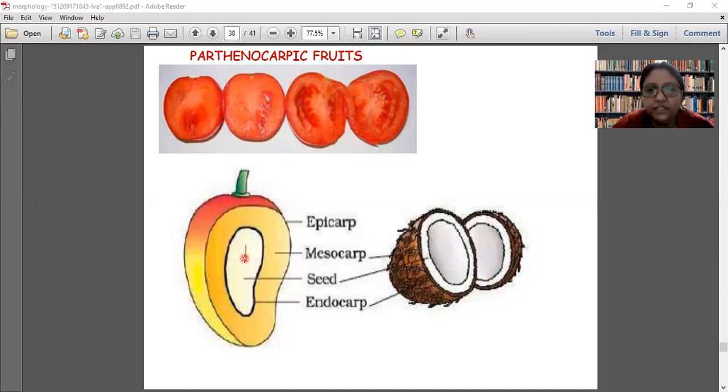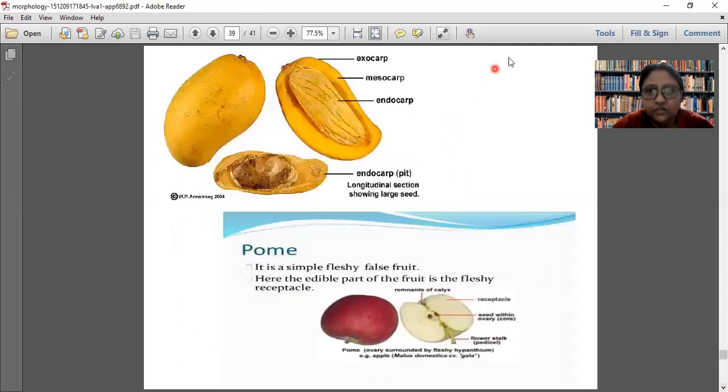It's not necessary that all parts look alike. For example, in mango all four parts are there. In the case of coconut, the epicarp part is differently visible. It's a very good image, that's why I kept it. If you break the endocarp, then inside that the seed is present.